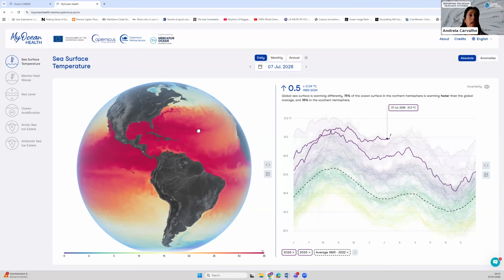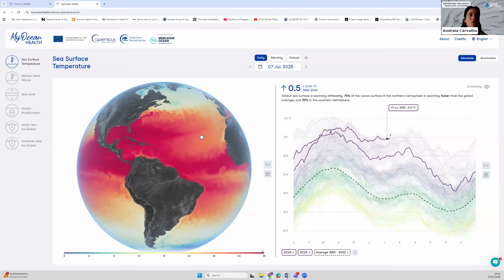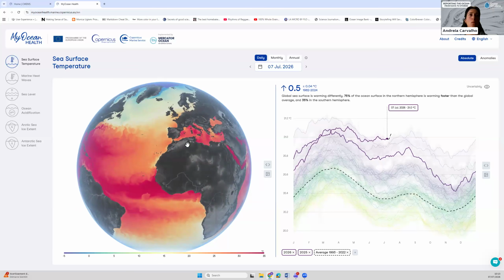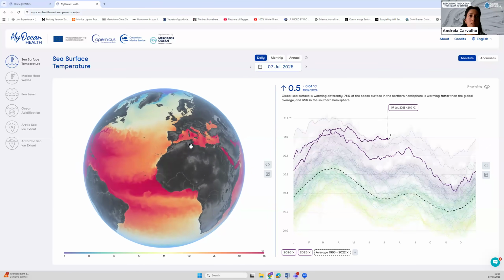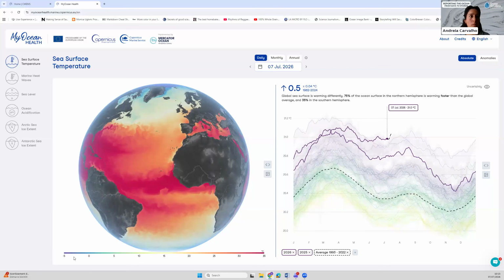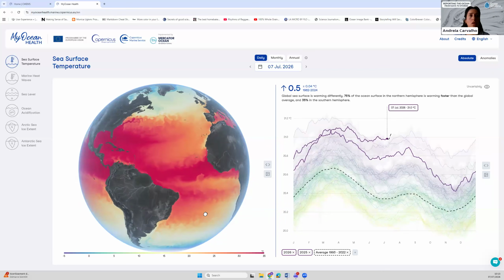So with the globe, it's an interactive platform. You can basically interact with almost everything on this tool. You can rotate the globe, you can zoom in and zoom out. In terms of information, through this color bar, you can see the variation of temperature across the globe.